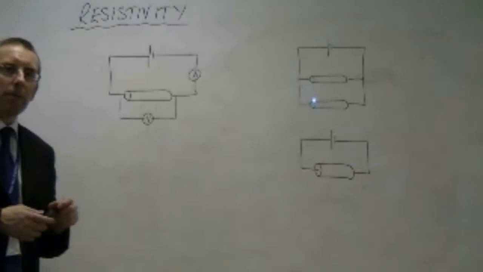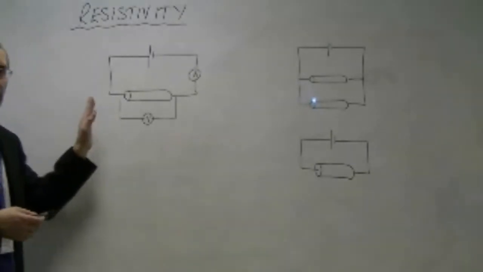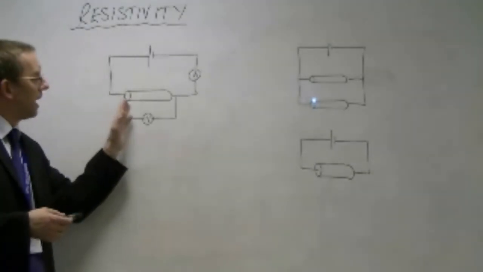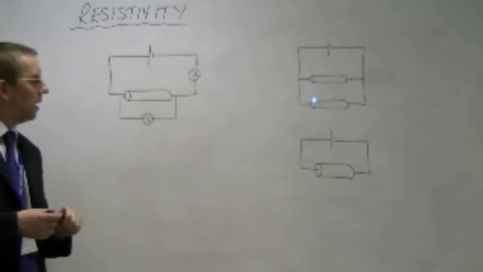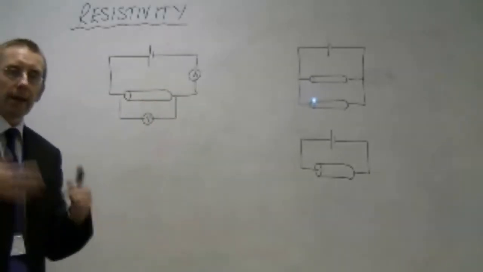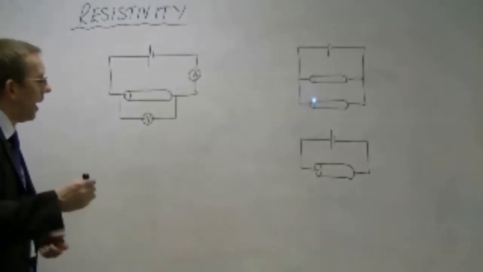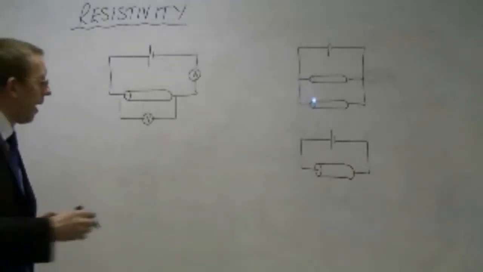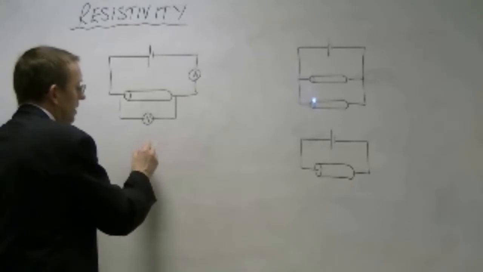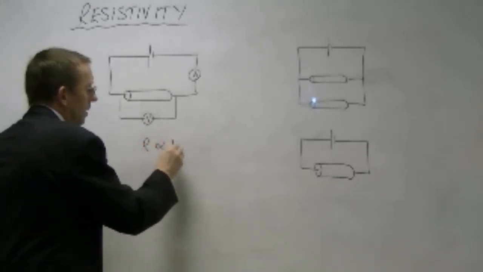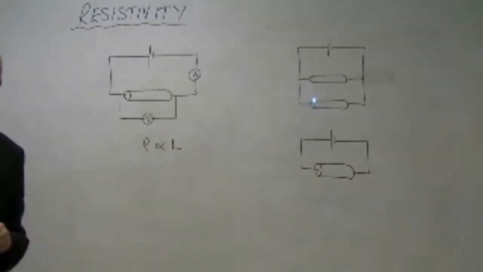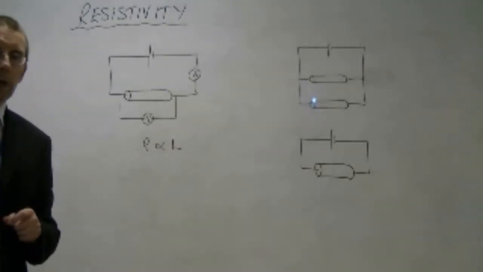So you did an experiment where you investigated how the length of a piece of nichrome wire affected its resistance. And you found that the greater the length, the greater the resistance, and you even found that it was a nice straight line graph, so we can say that the resistance R is directly proportional to the length of the wire L.